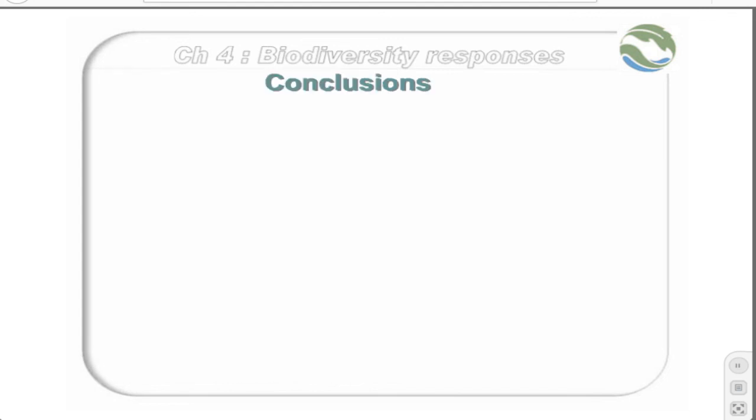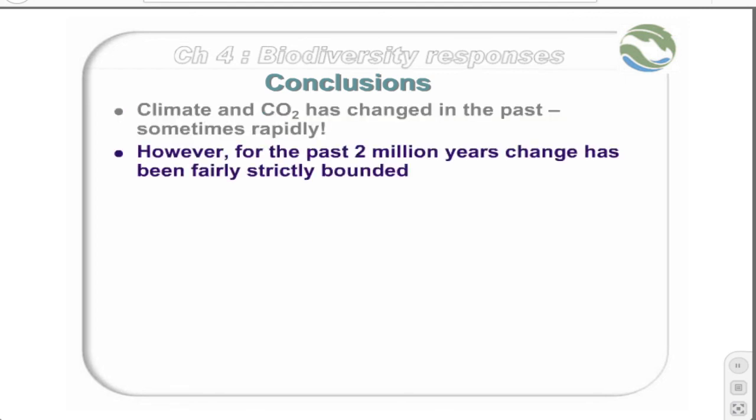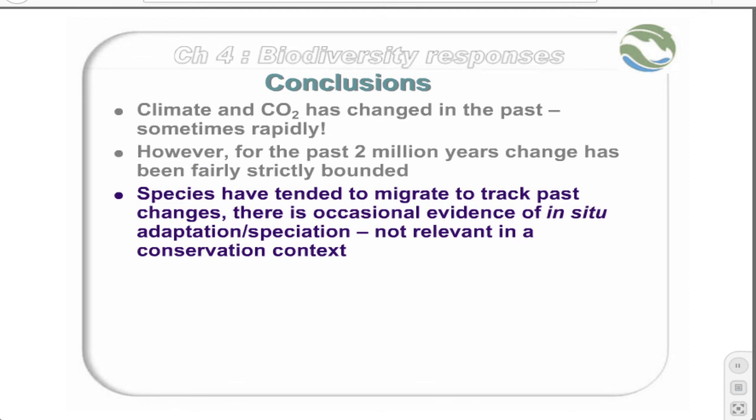A number of conclusions flow from all this work, first of which is that climate and CO2 have definitely changed in the past, sometimes very rapidly. But for the past 2 million years, this change has been fairly strictly bounded. We can conclude that species have tended to migrate to track past changes, though there is occasional evidence of adaptation. This is probably not relevant for a future conservation context.